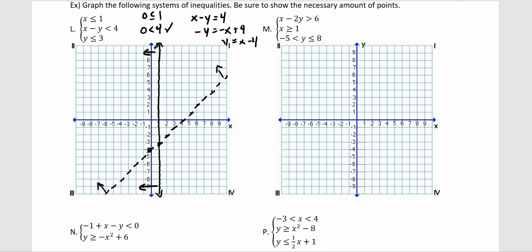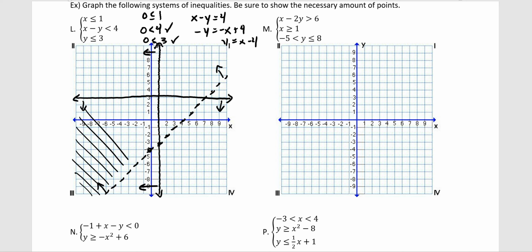And last one, y is less than or equal to 3. So there's a horizontal line at 3. It's solid since it's less than or equal to. And if I plug in 0 less than or equal to 3, that is also true, so I'll be shading down. So now I need to find the section where all of this overlaps. So my first one, my vertical line, it's to the left, it's below my horizontal line, and it's up and to the left of the dash line here. So it would be this section that I'm looking to shade.